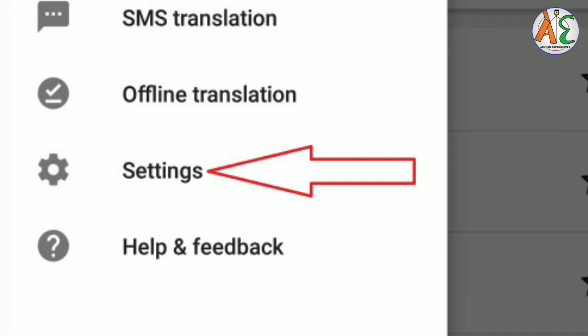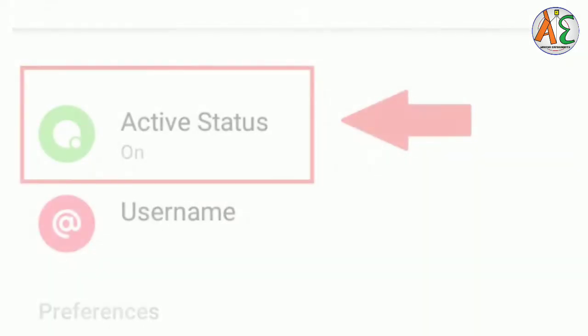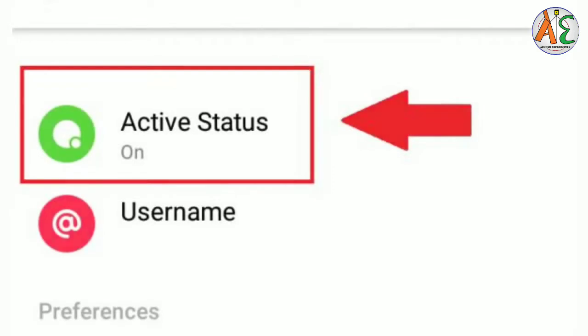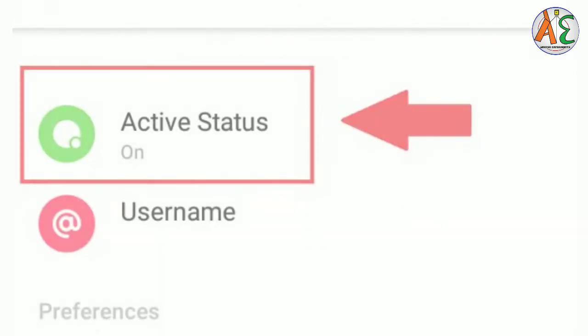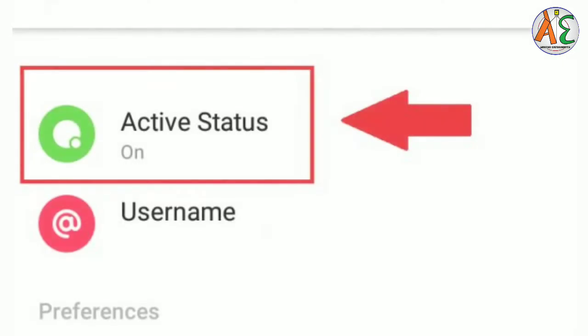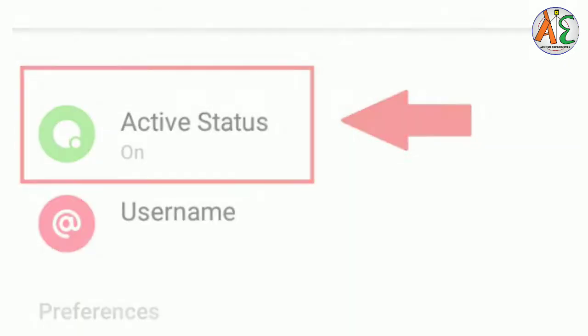We all know that when we are online on Facebook, a green dot is shown at the bottom left corner of the profile photo, and we can identify that the person is online. So if you want that no one can identify your online status, you have to change that setting. Let me show you how to do this.